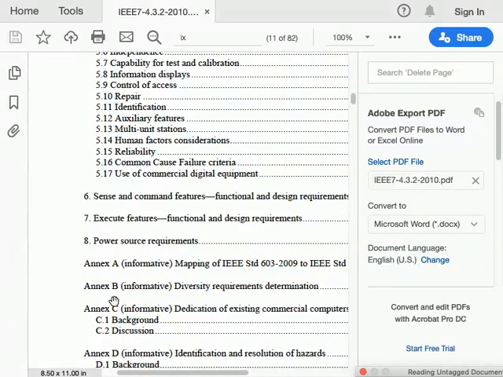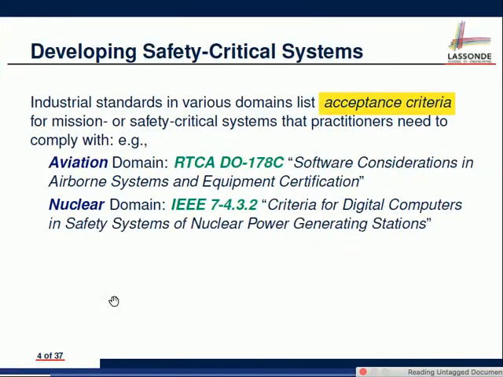So that's my case. I consulted that document. I just want to show you there's such a document. Okay, let me give you a little bit of summary.